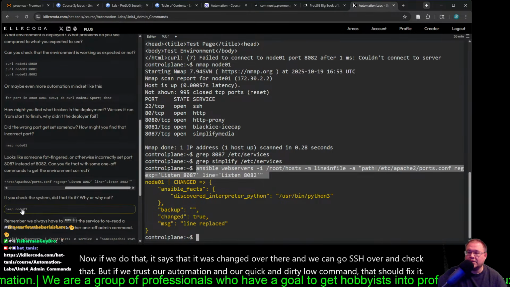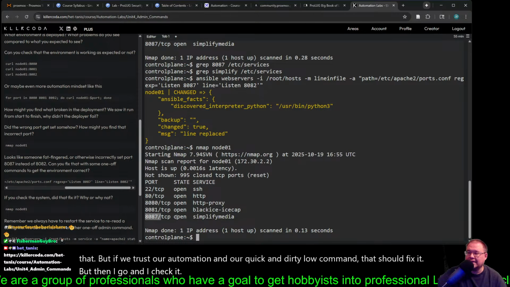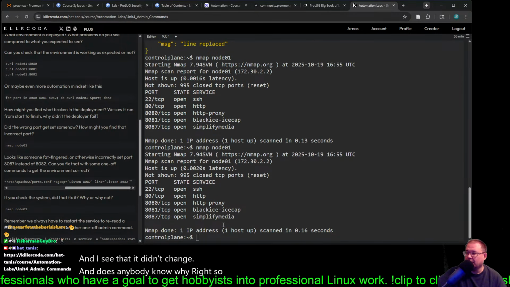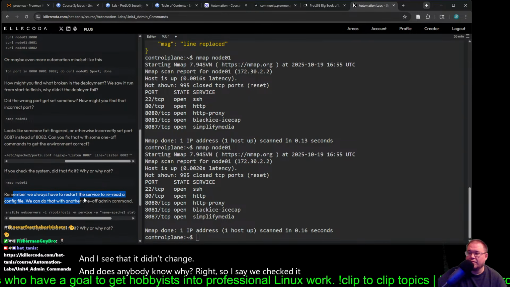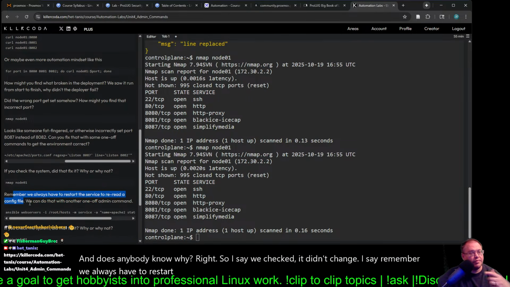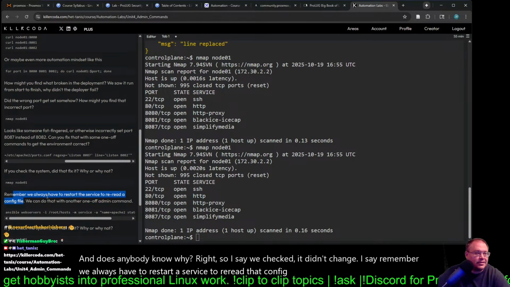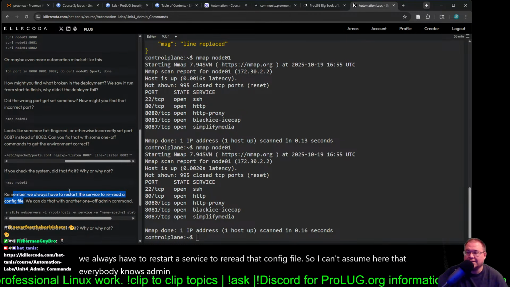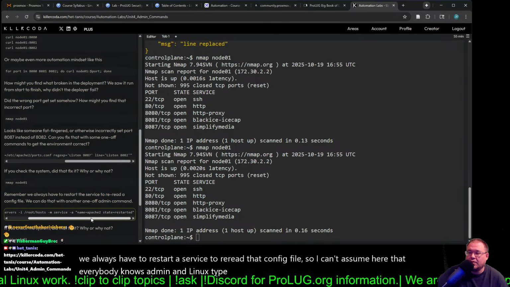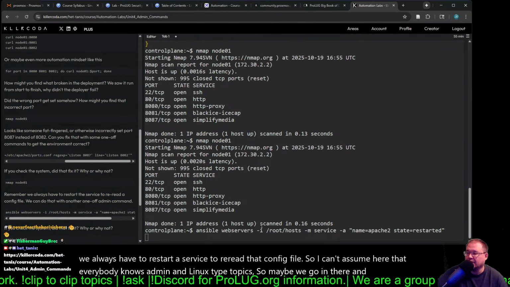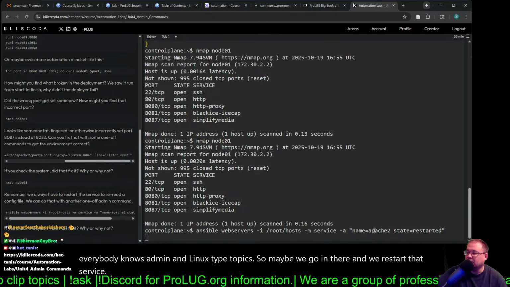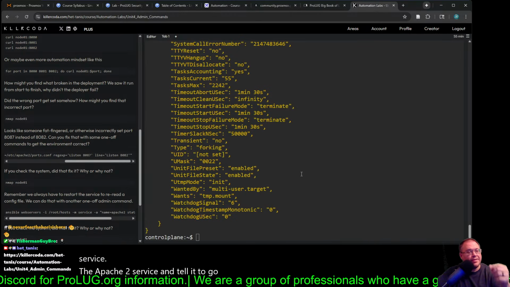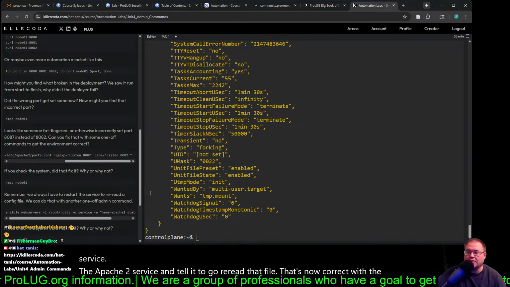If we trust our automation and our quick and dirty command, that should fix it. But then I go and check it, and I see that it didn't change. Does anybody know why? We checked it, it didn't change. Remember, we always have to restart a service to reread that config file. I can't assume here that everybody knows admin and Linux topics. So maybe we restart the Apache 2 service and tell it to reread that file that's now correct with port 8082.